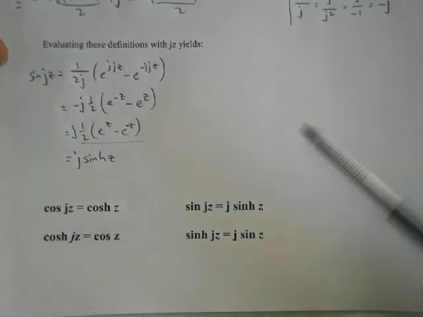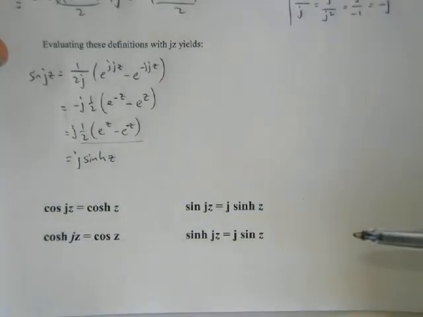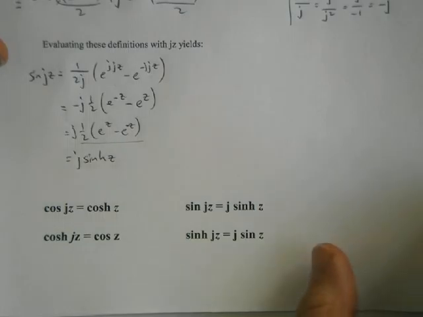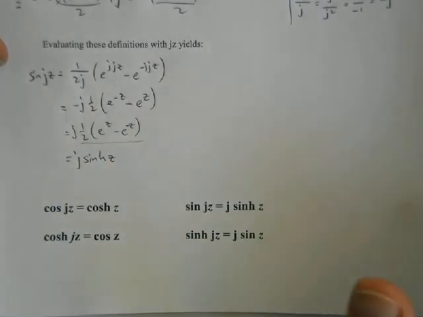So these four relationships can be derived from the four relationships at the top by replacing z with jz. Again, not something that I'm expecting you to be able to do in an exam situation for this course, but something that's worth having seen.